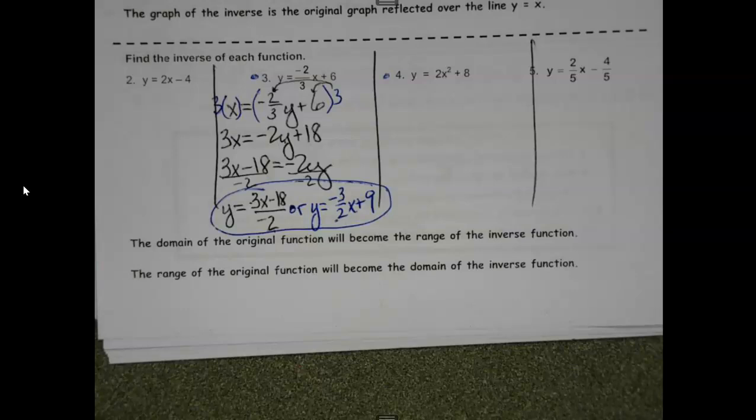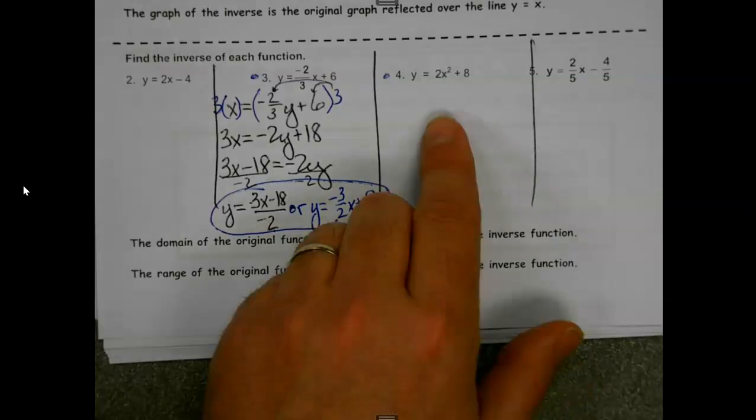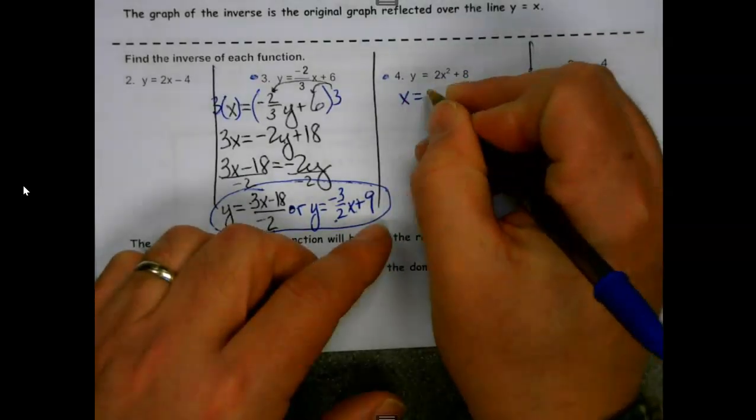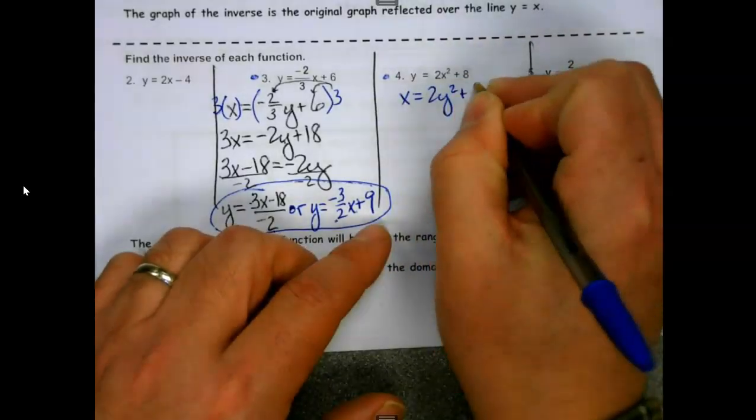Are there going to be some weird? Yeah, there's going to be some weird. This one I might even show you on the graphing calculator when we're done. Because you're like, wait. Okay, switch x and y. This is going to get weird.